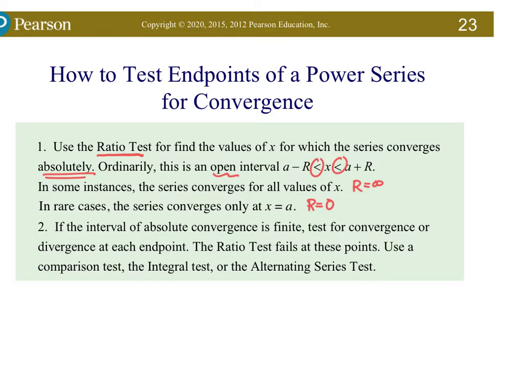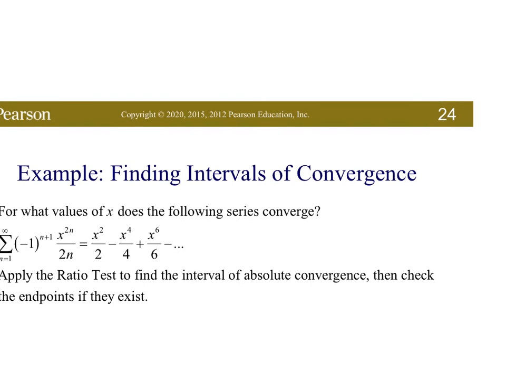Okay, now if we come up with a finite interval, so we've got 2 endpoints on the interval, we want to test for convergence at each endpoint. Clearly the ratio test will already have failed us at those points, so we want to use the integral test, the alternating series test. We could use the limit comparison test. So some other comparison test other than the ratio test to see what the endpoints are going to do. So let's check that out.